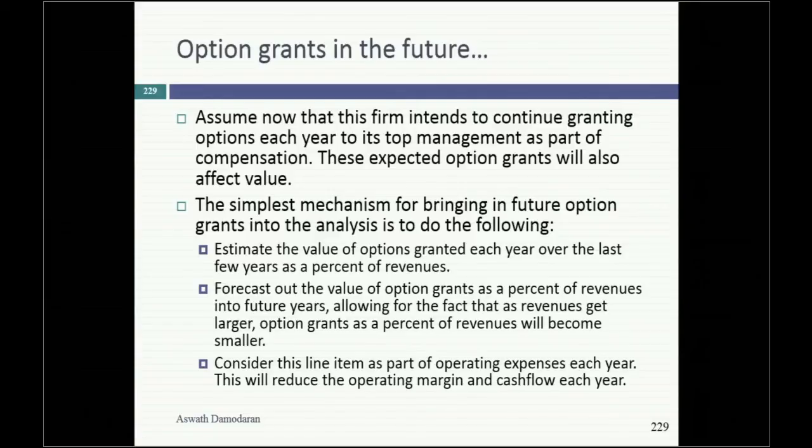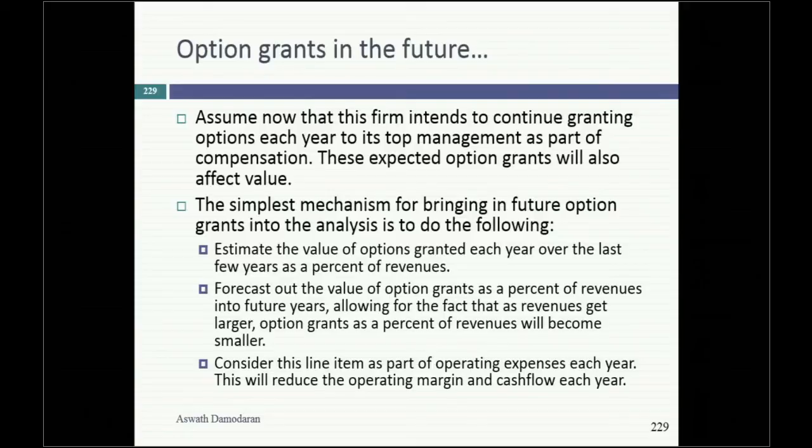And if anybody accuses you of double counting, as I have been multiple times, saying, how come you took out the value of the options from the value of the equity and you're counting the options as expenses of the future? They're two separate issues. When I subtract out the value of options in the past, I'm taking into account options that this company has given away in the past. When I do this, I'm estimating the effect of options that this company will grant in the future.